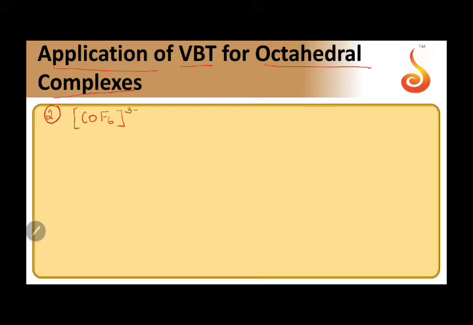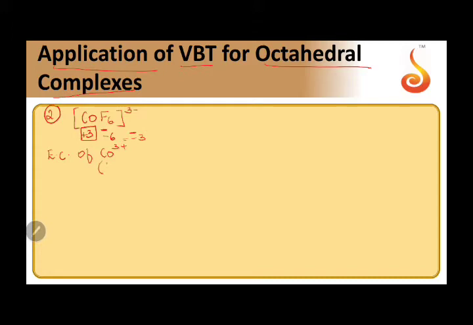The charge on fluorine here is -1. 6 fluorine accounts for -6 charge. As the overall charge is -3, therefore cobalt here must be exhibiting a charge of +3. Hence, we need to first write down the electronic configuration of cobalt in +3 oxidation state.